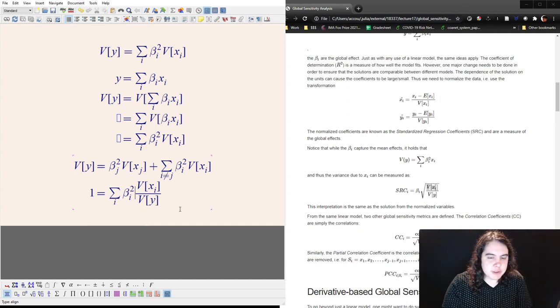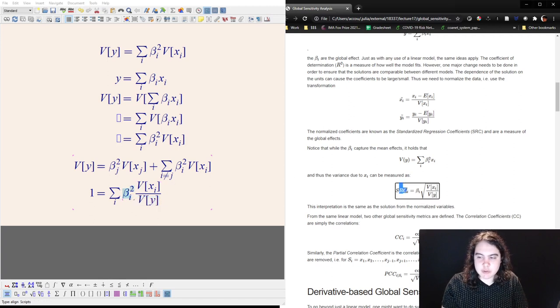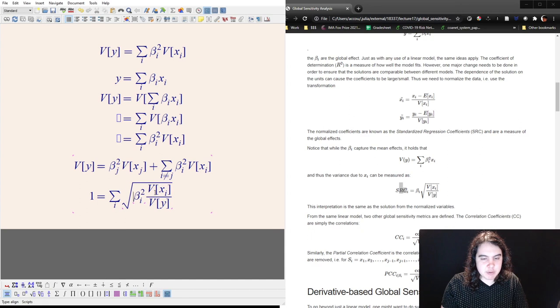So in some sense, what this is telling us is that, and then we can take the square root of both sides, but essentially what this is saying is that when we're looking at the normalized variables, the percentage of the total variance that is due to a term is the ratio of the variance of one term divided by the total variance, and the scaling factor is this beta. Or you can look at it in terms of the standard deviation. And when you look at it in terms of the standard deviation, you take the square root of this quantity, which is where the beta scaling comes out. Right.